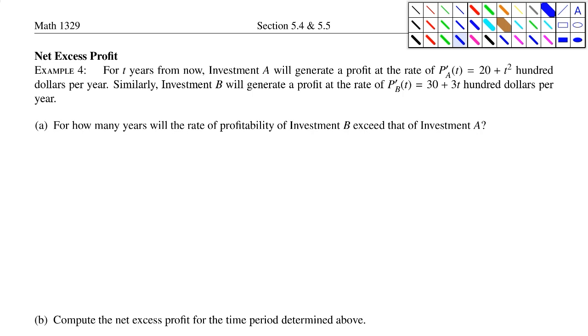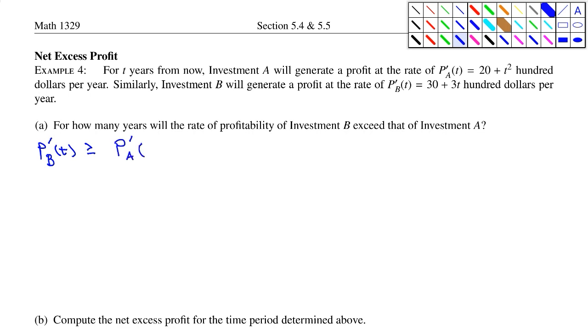Example 4 says, for t years from now, investment A will generate a profit at a rate of P prime A of t equal to 20 plus t squared $100 per year. Similarly, investment B will generate a profit at the rate of P prime B of t equal to 30 plus 3t $100 per year. Question A, for how many years will the rate of profitability of investment B exceed that of investment A? So we want to know when the rates trade places. So we're trying to solve this question here.